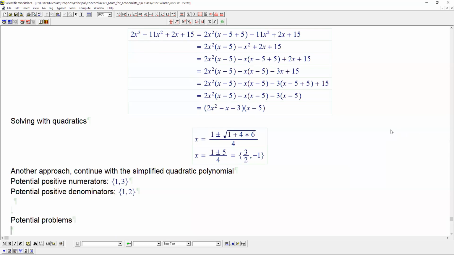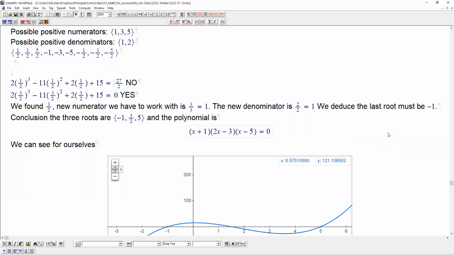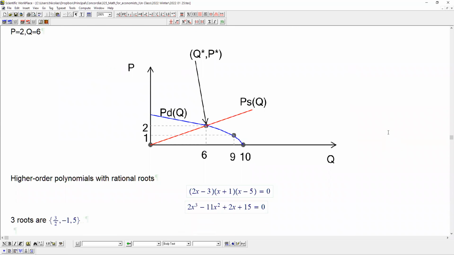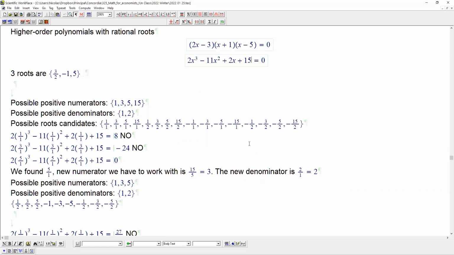So what are the potential problems with this approach? If we go back here, what can you observe? Here we have 15, and here we have 2. And neither 2 nor 15 have common divisors. So that's how we knew that 1, 3, 5, and 15 were interesting numbers to look at for the numerators, and 1 and 2 were interesting numbers to look at for the denominator, all right?